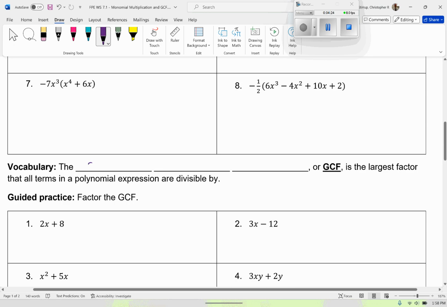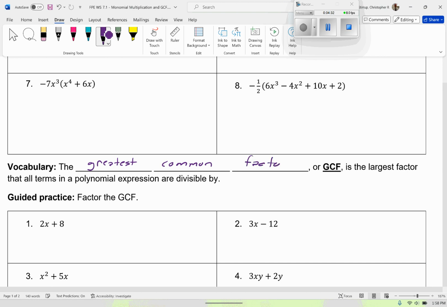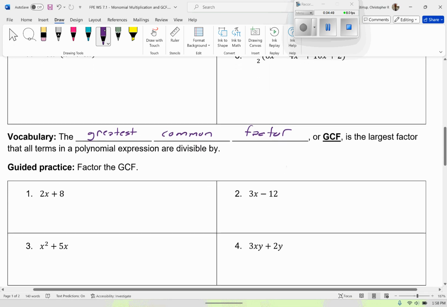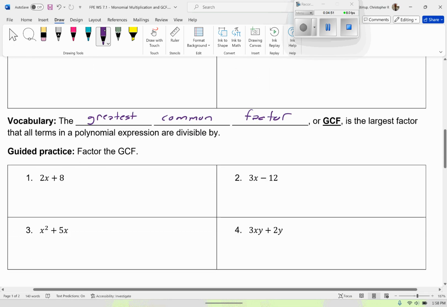So the greatest common factor, or GCF, is the largest factor that all the terms of the polynomial expression are divisible by. Okay? So the greatest common factor, or GCF, we'll refer to it as GCF, is the largest factor. So now I'm kind of down by the bottom of the front page.